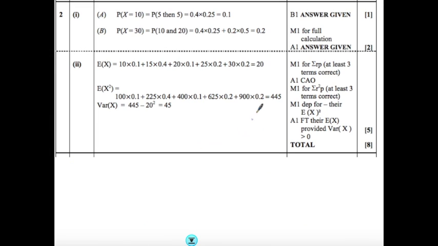Right, good. So on the mark scheme, first mark for doing the sum of each value times the probability, a mark for getting the answer, which is 20. Here you get a mark for doing the sum of each outcome squared times the probability, and you need at least 3. A mark for taking away your expectation of X squared, and a final answer mark for 45. And you can see there's quite a few bits where you're allowed to follow through.